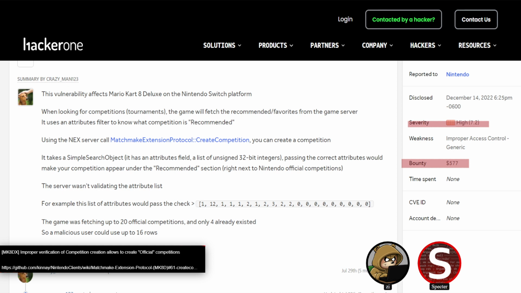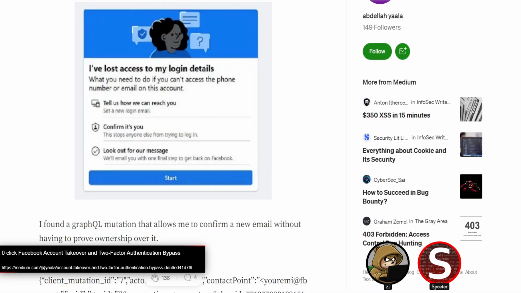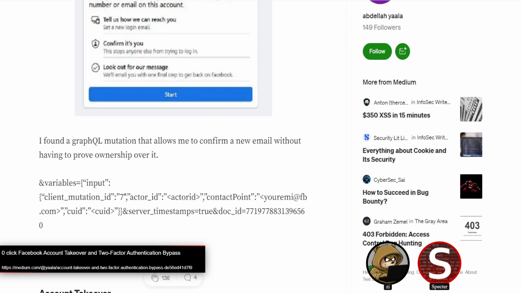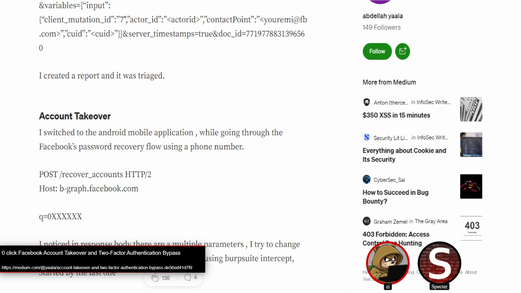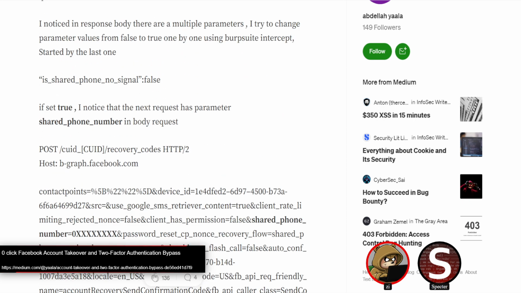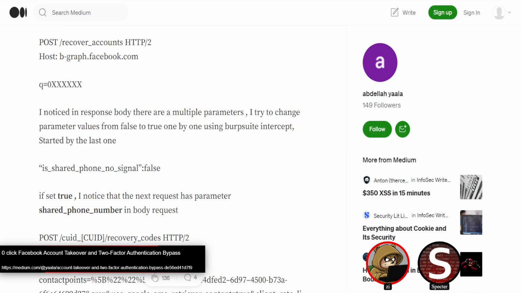Our last topic here is a zero-click Facebook account takeover and two-factor authentication bypass by Yalla, and I'll let you get into this one, Z. Yeah, and I'm going to be upfront here: I am not confident in my understanding of how this bug entirely works, but there are still a couple of interesting takeaways that I can call out here.